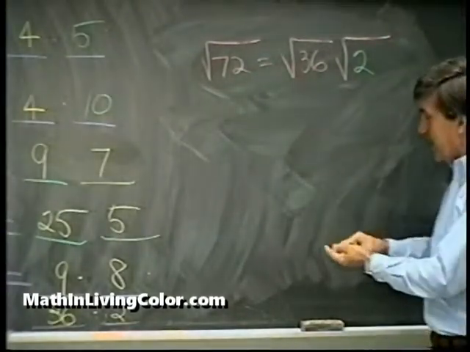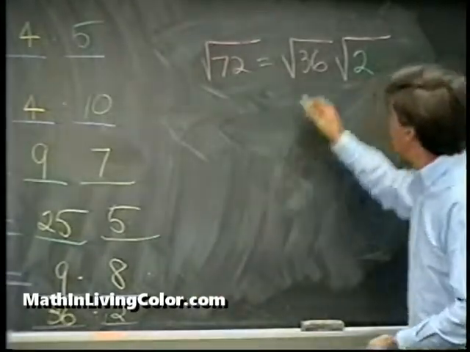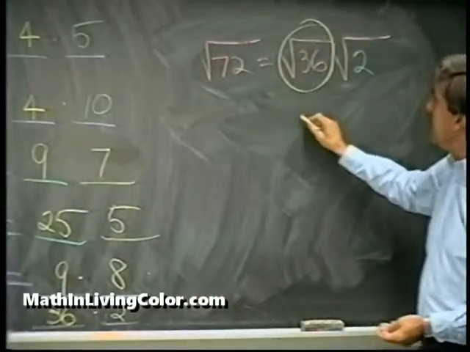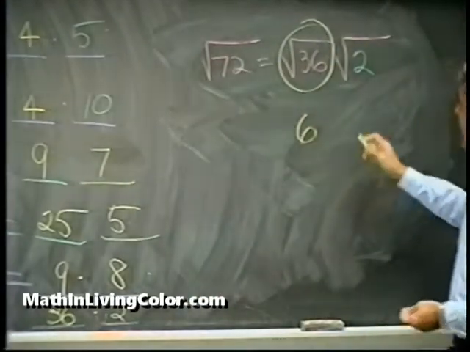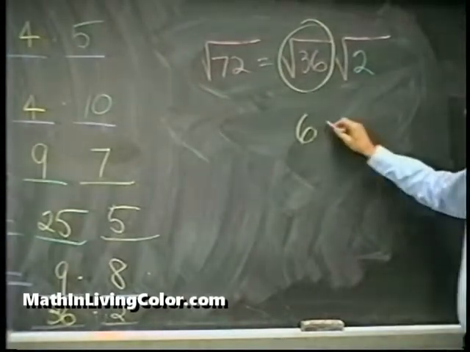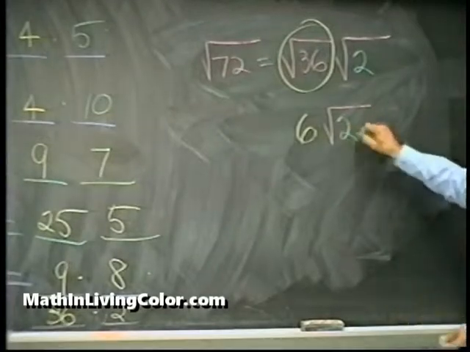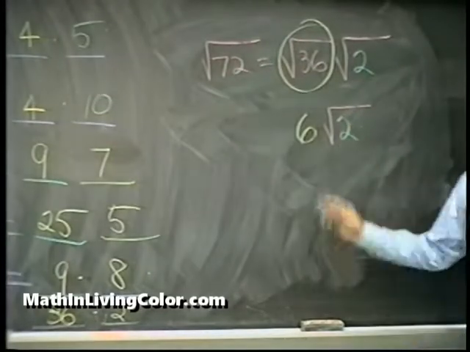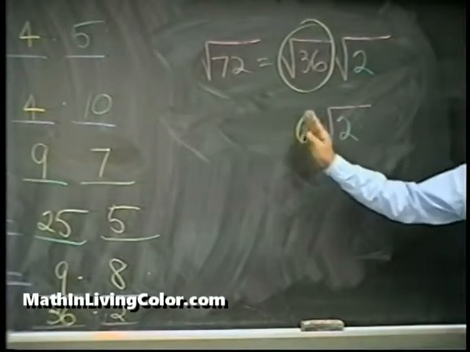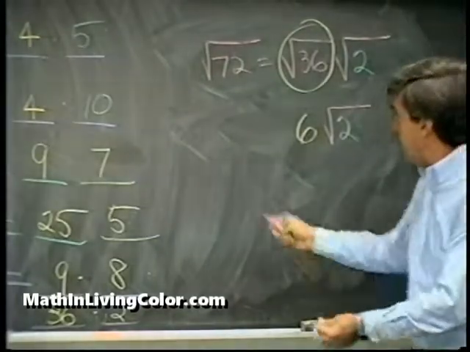Now, can everybody in here do the square root of 36? What would that be? 6. And then what else would there be? The square root of 2. Okay, that's the answer that I would want you to get. But somebody doing that problem another way is going to do it like this.